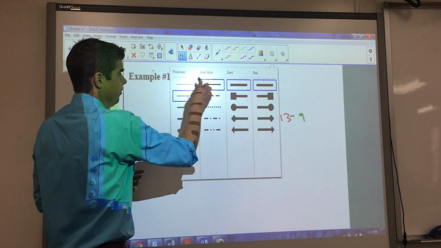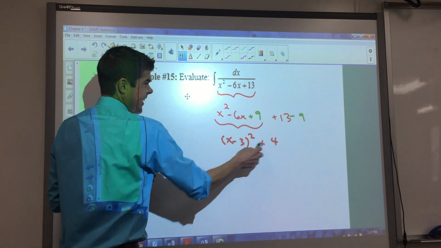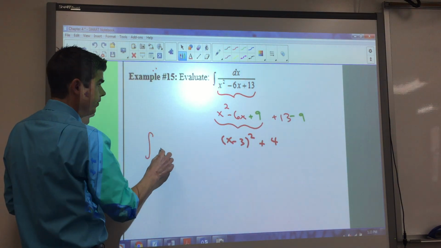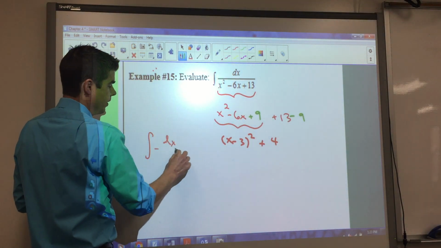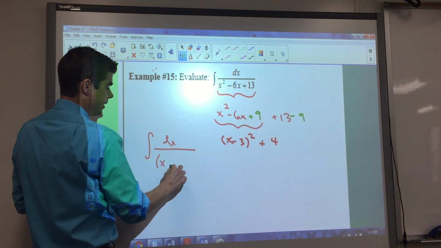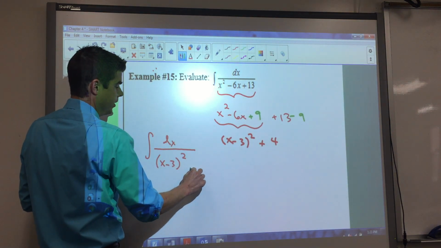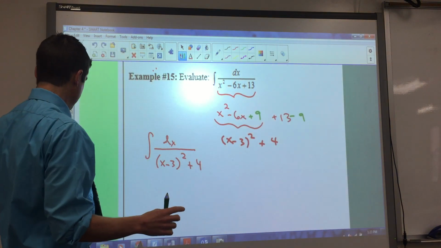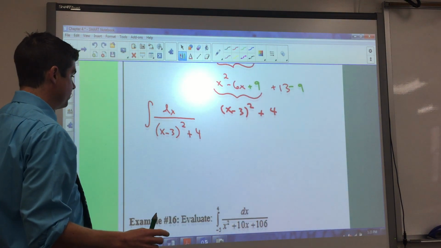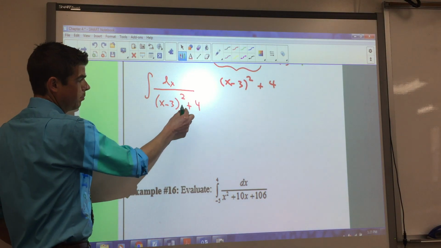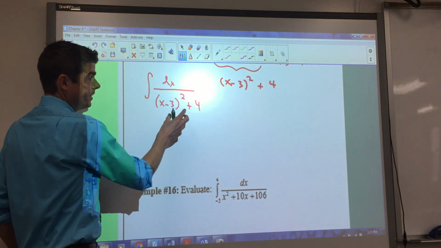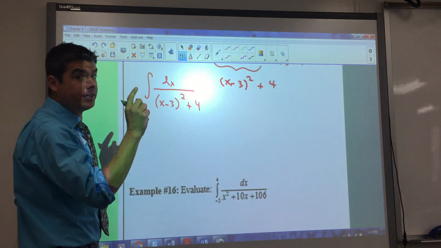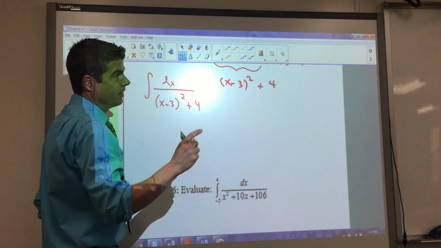So I'm going to rewrite my integral like this. I'm going to take the antiderivative of dx divided by the quantity (x minus 3) squared plus 4. And so now it fits that structure. It's a sum of squares. I have something squared plus something squared, and that's characteristic of arctangent. And that's the final one.